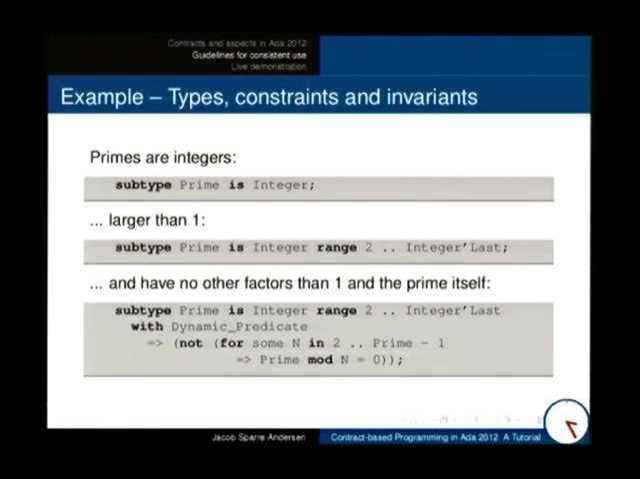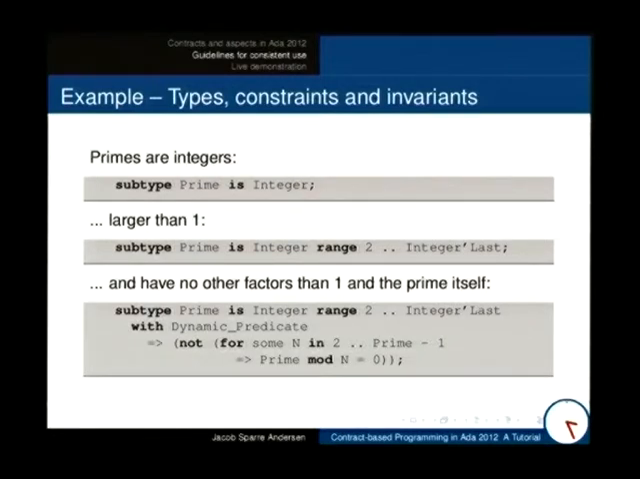I go back to my integers in my prime example. We start out with this prime type. And I decided here that it's really an integer. It's not that special, so it's just a subtype of integer. If I thought it was really something special, I would say type Prime is new Integer, and it would be a new type, which just happens to be derived from the integer type.